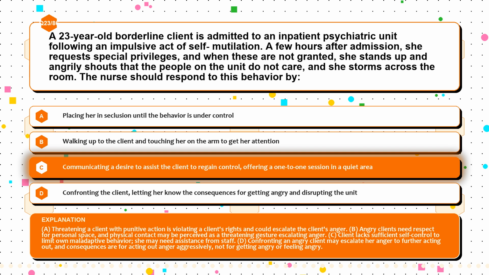C. Client lacks sufficient self-control to limit own maladaptive behavior. She may need assistance from staff. D. Confronting an angry client may escalate her anger to further acting out, and consequences are for acting out anger aggressively, not for getting angry or feeling angry.